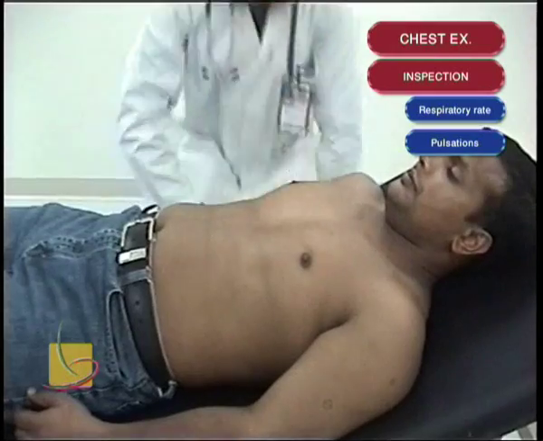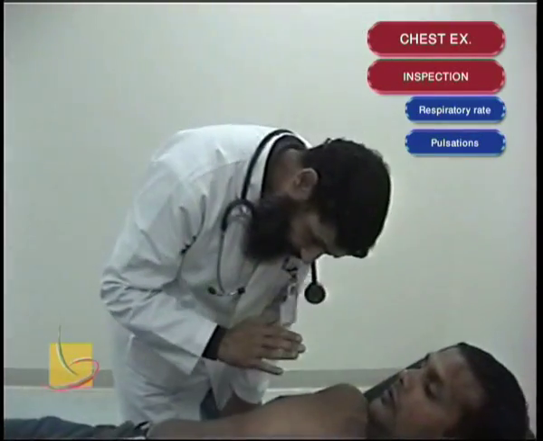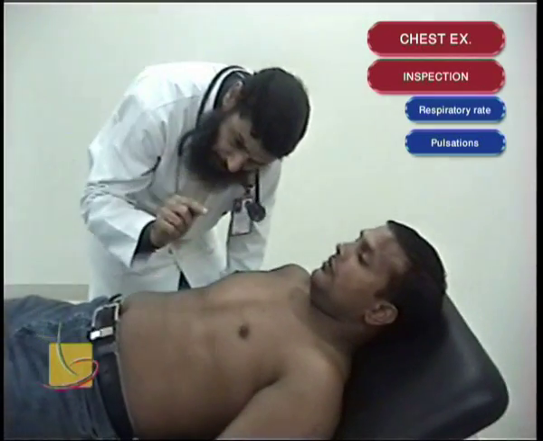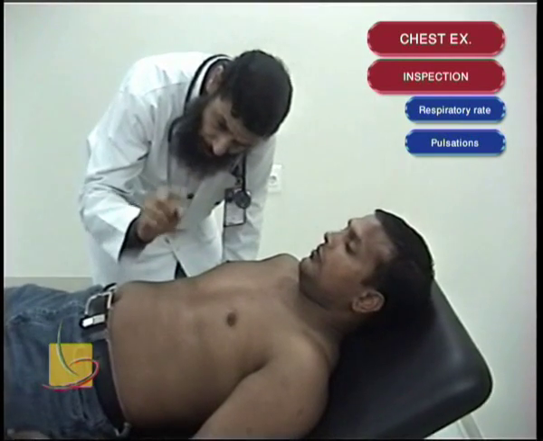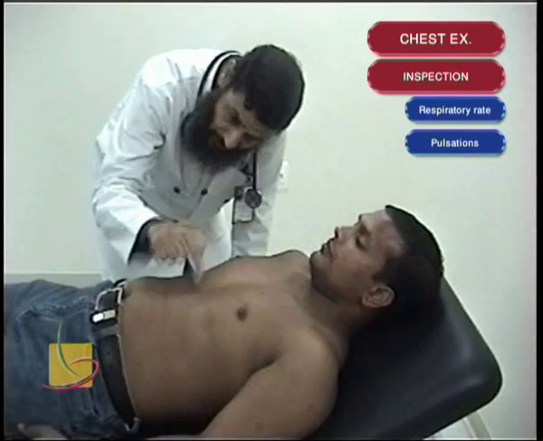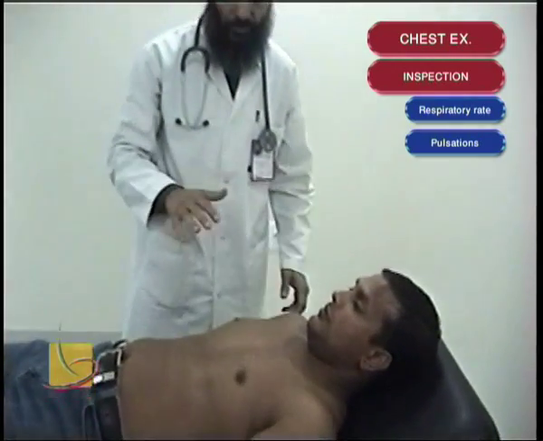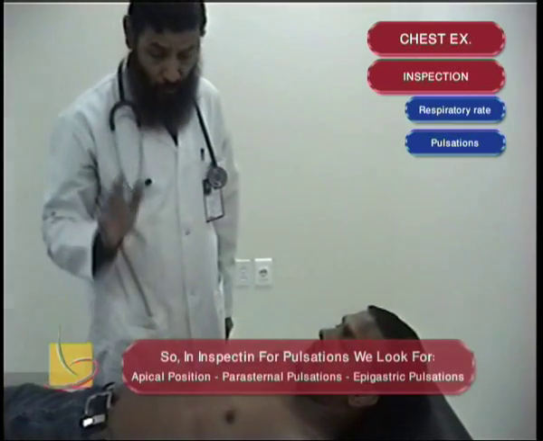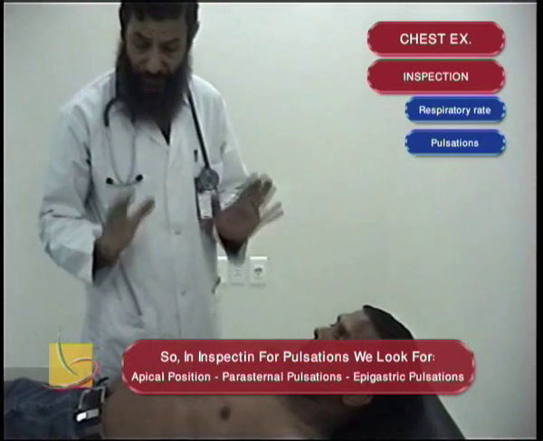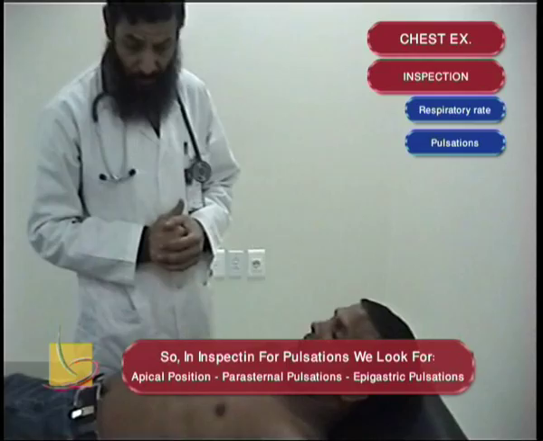Yes. All this is inspection. I didn't put my hand. I'm just looking. And you may take this opportunity also to look for any significant epigastric pulsation, because many times epigastric pulsation may indicate right ventricular enlargement. We are going to talk about this when we examine the patient by palpation. So, respiratory rate, and then finish with any pulsations first, before commenting on other parameters of the inspection of the chest.